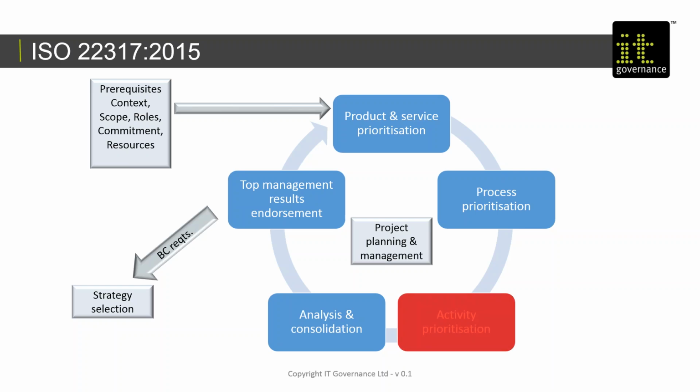It does indicate there that what we're looking for is to identify the products and services and the activities that support those products and services, and for those activities to be prioritized so that through top management endorsement of results or approval of results, we identify the business continuity requirements, and from that we can say what the strategy might be.